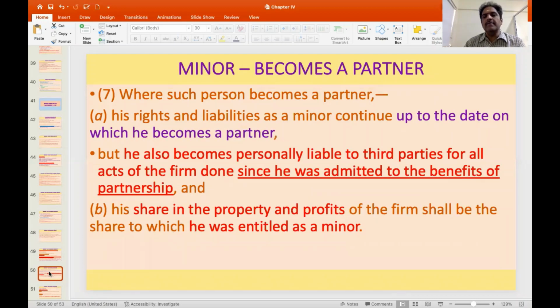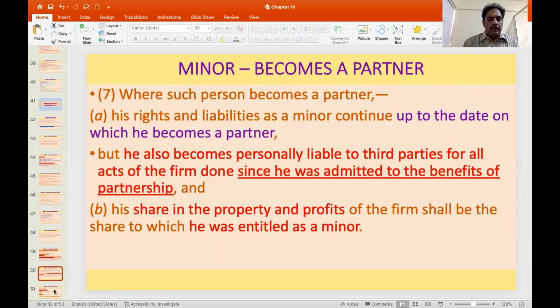Then where such a person becomes a partner, his rights and liabilities as a minor continue up to the date on which he becomes a partner, but he also becomes personally liable to third parties for all the acts of the firm done since he was admitted to the benefits of the partnership, and his share in the property and profits in the firm shall be the share to which he was entitled as a minor.